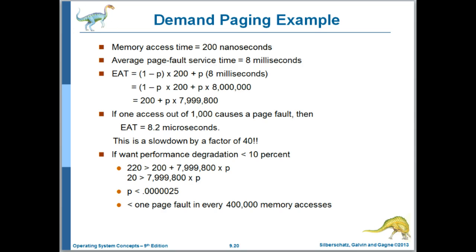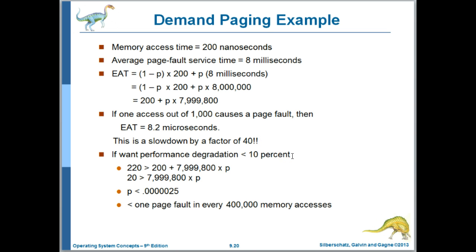So for a specific example, let's assume a memory access time of 200 nanoseconds, and 8 milliseconds to service a page fault. And here is the equation. And if one access out of 1,000 causes a page fault, then the effective access time is 8.2 microseconds, which compared to 200 nanoseconds is an excessive slowdown.